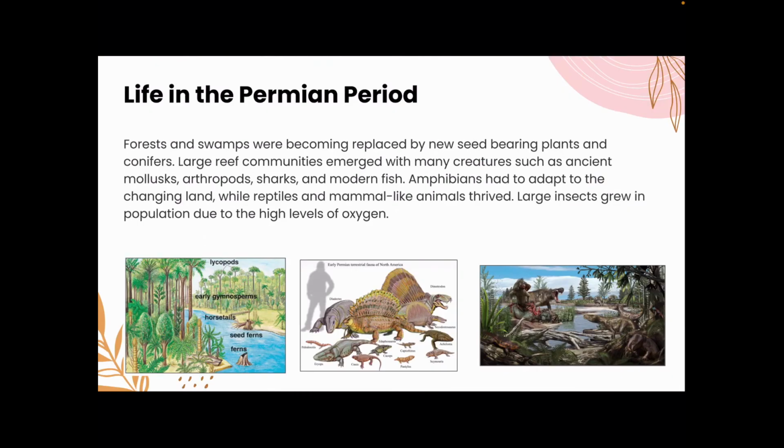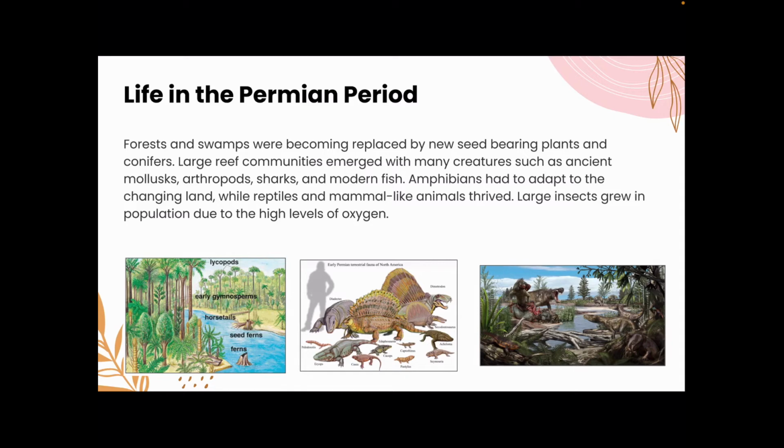Life in the Permian Period. Forests and swamps were becoming replaced by new seed-bearing plants and conifers. Large reef communities emerged with many creatures such as ancient mollusks, arthropods, sharks, and modern fish. Amphibians had to adapt to the changing land, while reptiles and mammal-like animals thrived.